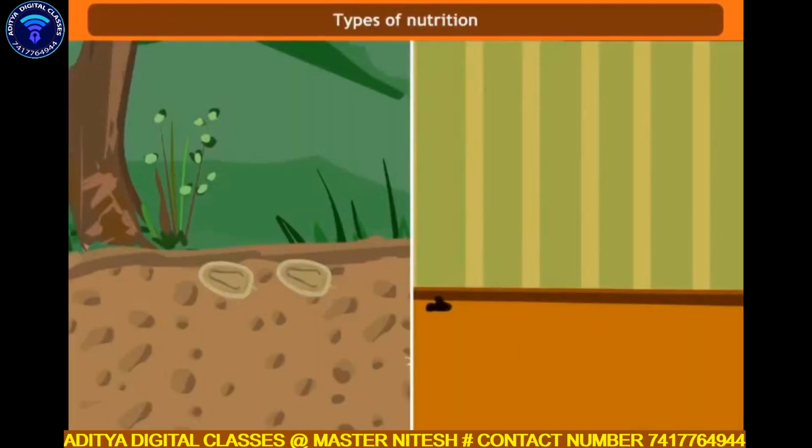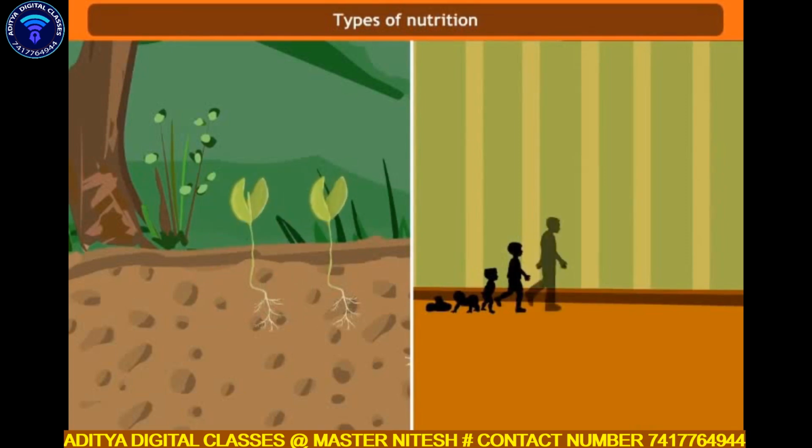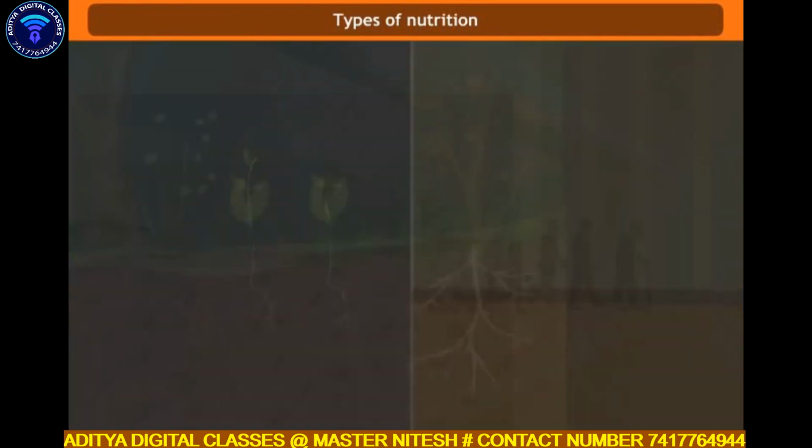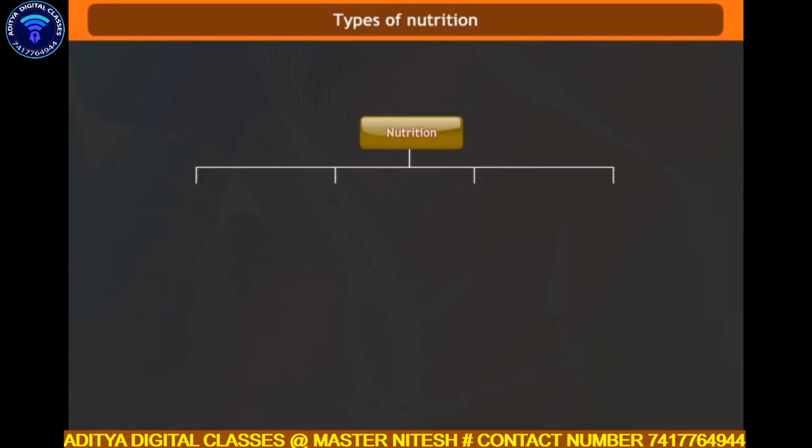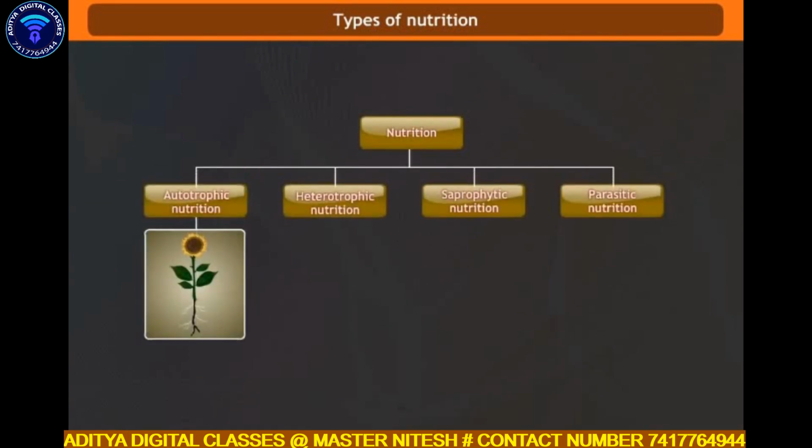Types of nutrition. The nutrients are required for the proper growth and development of living organisms. Nutrients provide energy that is needed to carry out the metabolic functions of the body. Nutrition can be autotrophic or heterotrophic. Plants are the only living organisms that synthesize food for themselves.